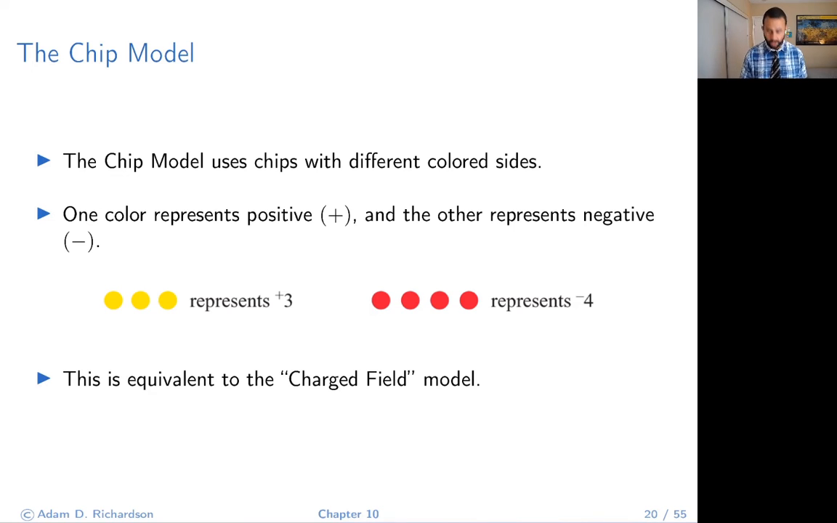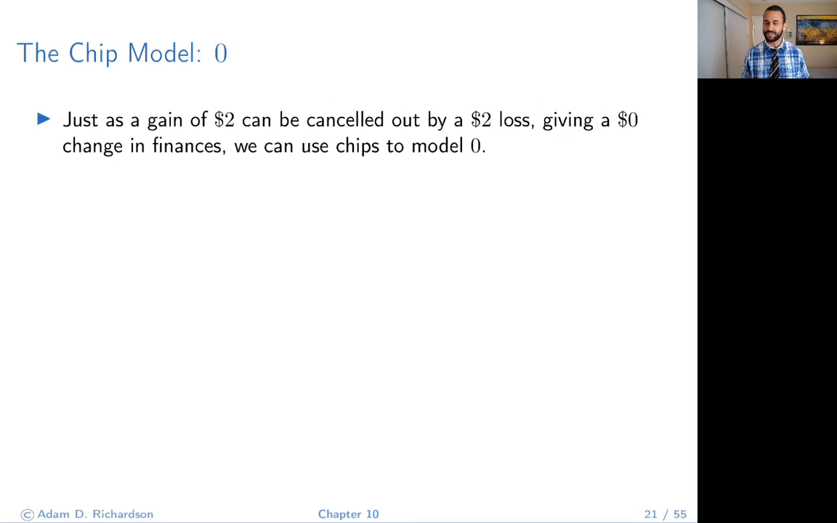Okay. So this is equivalent to what's called the charged field model. Basically, if you're in a rush or you need to just get it done really quickly, what you can do is instead use, actually, let me do it like this, I'll use green and red. You can use circles with pluses in them to represent positive numbers. So this would be like positive 2. And then you can use circles with minuses or negative signs in them to represent negative numbers, just like that. So that's the charged field model. Same thing, except maybe the colors are a little bit different and you're using plus signs and minus signs.